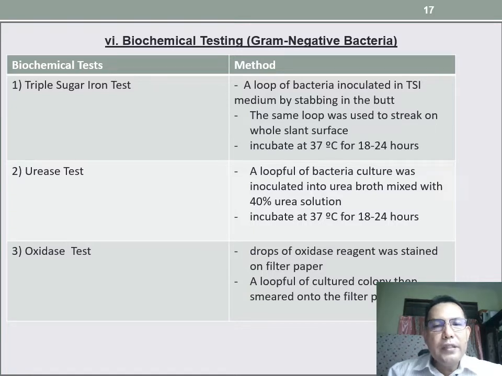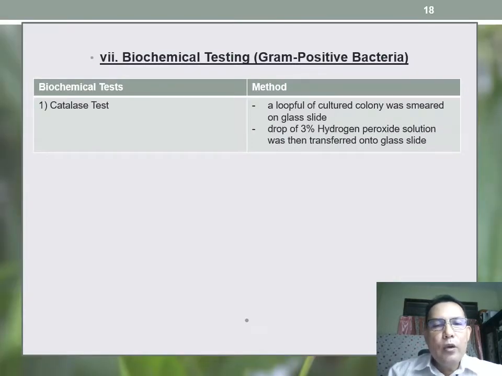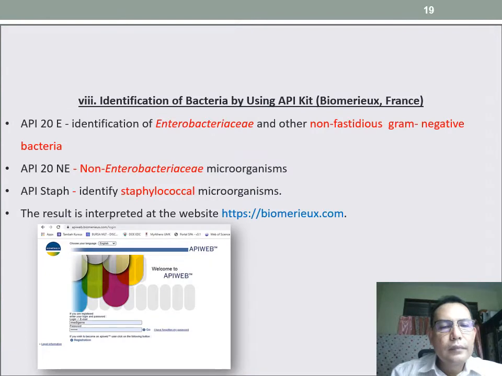Here is the biochemical testing for gram-negative bacteria, and biochemical testing for gram-positive bacteria. Identification of bacteria by using API kits. API 20E is for identification of Enterobacteriaceae and other non-fastidious gram-negative bacteria. API 20NE is for non-Enterobacteriaceae organisms. API Staph identifies staphylococcal microorganisms, and all the results are interpreted at the website biomerieux.com.